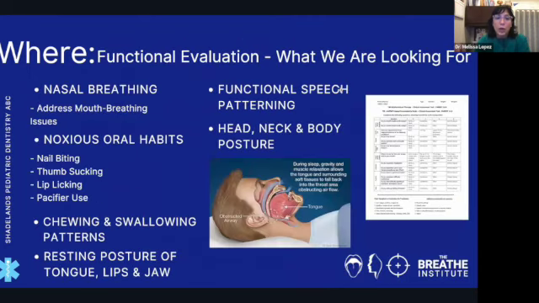So where are we looking? What kind of evaluations are we doing? The Breathe Institute has developed a protocol that was recently adopted by the American Academy of Pediatric Dentistry. So we have started using that here in the office as well. And it focuses on looking at nasal breathing, noxious oral habits, chewing and swallowing patterns, the resting posture of the tongue, lips, and jaw, functional speech patterning, head, neck, and body posture. And all of these will be important, and we'll go talk about them a little bit more.